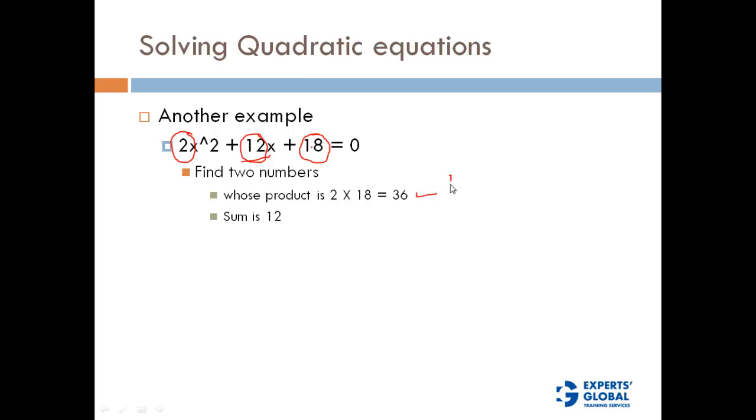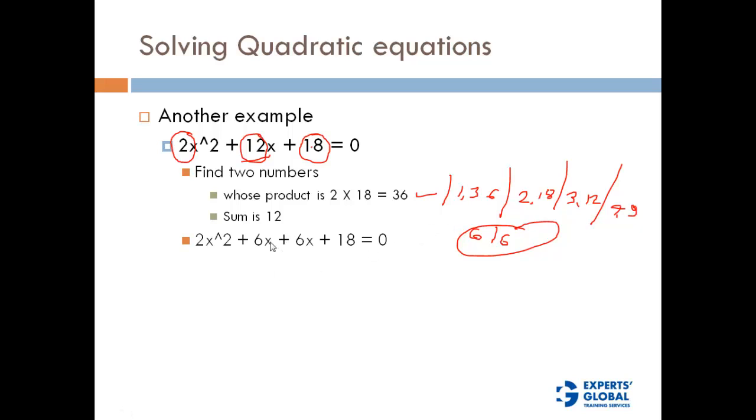So factors of 36 will be 1 and 36, or 2 and 18, or 3 and 12, or 4 and 9, or 6 and 6, right? Out of these pairs, which of them will yield a sum of 12? So 6 and 6 will yield a sum of 12, right? No other pair gives us a sum of 12. So we'll split it into 6 and 6. So we write 2x square plus 6x plus 6x plus 18 equal to 0, right?